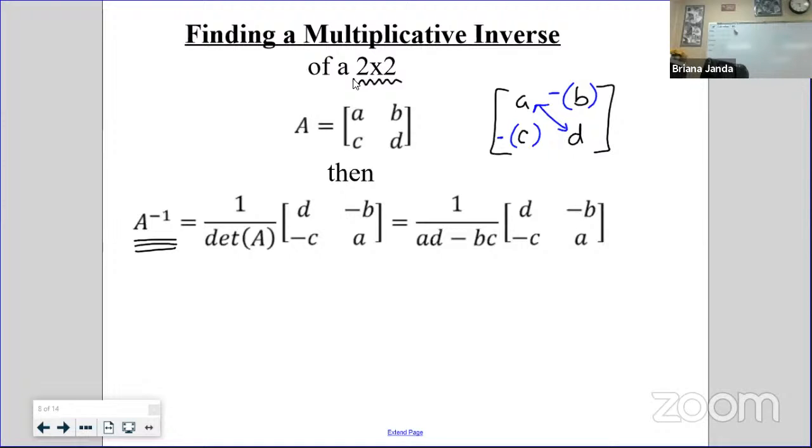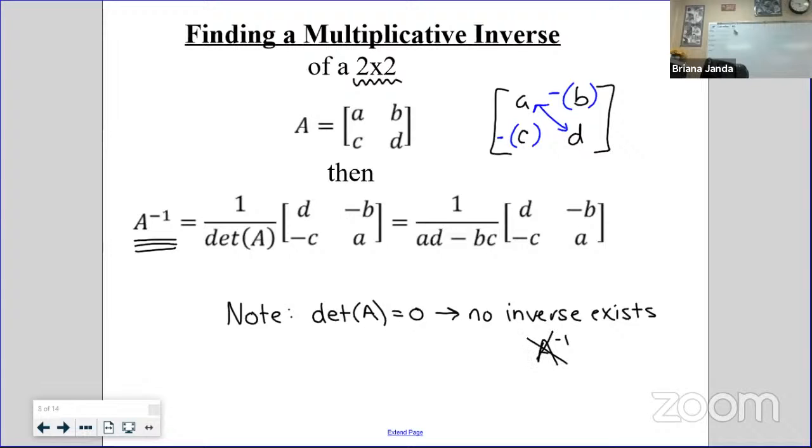But look ahead. I said that the determinant can be any number, right? Including 0. What would happen if our determinant was 0 and I was supposed to put it in the bottom of a fraction? Undefined, right? And so what that tells us is, a little note, if the determinant of your matrix equals 0, no inverse exists, you cannot find the inverse of that matrix.